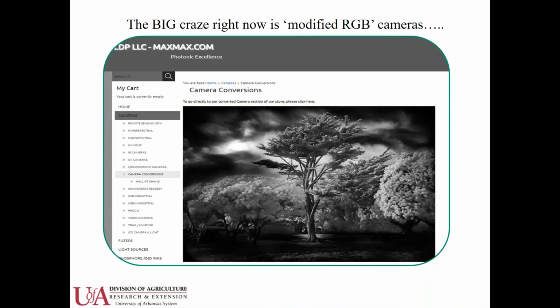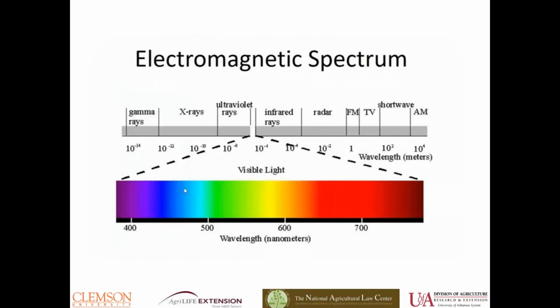The big craze right now is RGB cameras that have been modified. So let's delve into that so participants have some understanding why these cameras are so popular. First, we need to review the electromagnetic spectrum. Notice that what we can see, the visible light, is a small section in a broad spectrum of wavelengths. Longer wavelengths just outside the visible spectrum include infrared radiation, which is very important, especially in plant science.